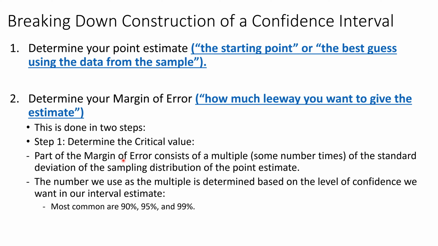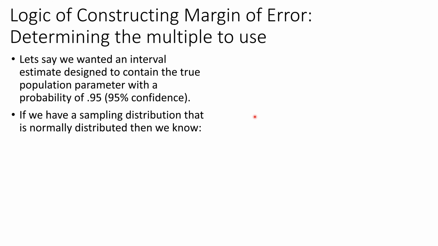Part of the margin of error consists of a multiple of the standard deviation of the sampling distribution of the point estimate. The number we used as the multiple is determined based on the level of confidence we want in our interval estimates. So the most common levels of confidence are 90%, 95%, and 99%. Let me explain the logic of constructing margin of error.